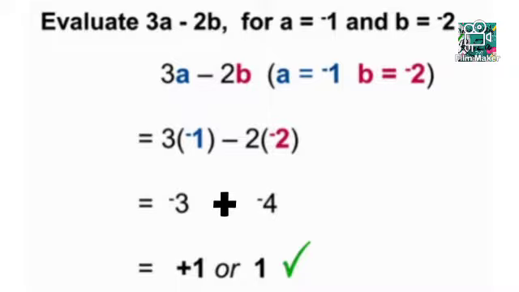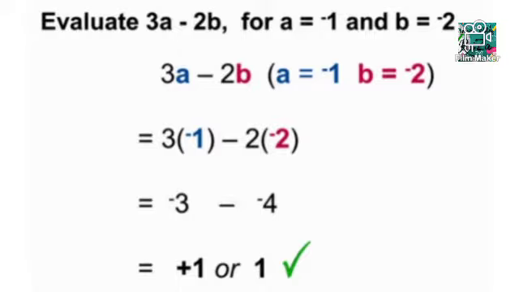3 into minus 1 is minus 3, because plus into minus is minus. Then the subtraction mark, 2 into minus 2. Now 2 is a negative number, so minus 2 into minus 2. Minus into minus, yeah, plus. 2 into 2 is 4, so it's a plus 4. You have to write plus 4. So minus 3 plus 4 equals plus 1.